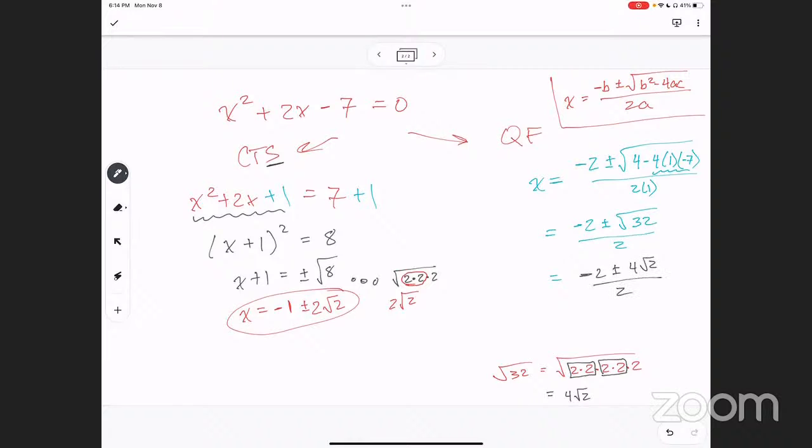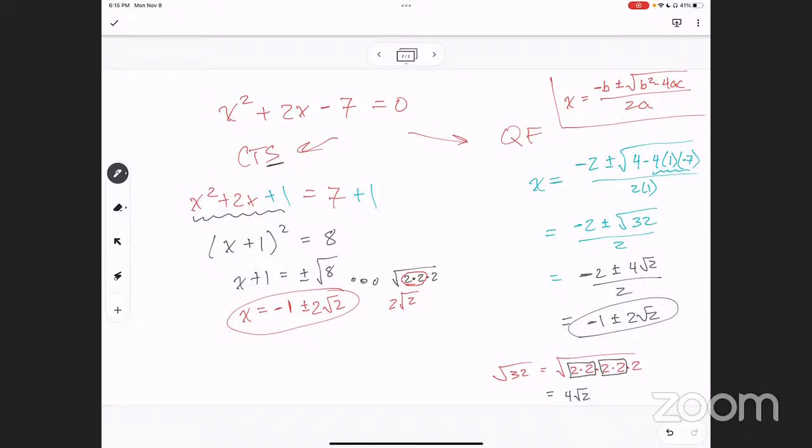Now you see how all of these have a 2. There's a factor of 2 that I can cancel out of all these. So this equals -1 plus or minus 2 root 2. Hey, look, it's the same answer. Two ways.